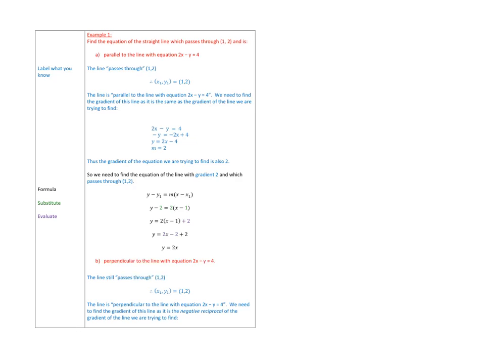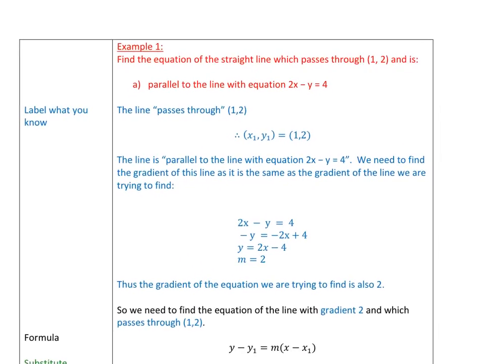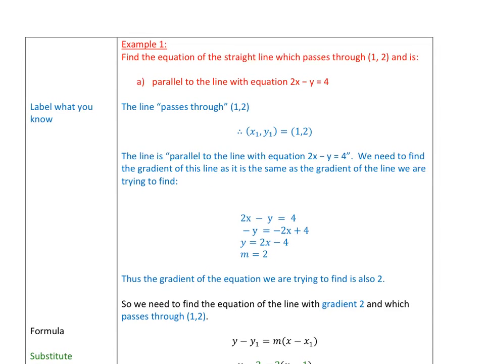So example 1: the equation of a straight line passes through the point (1, 2). I like to always start by writing that because it's going to help me think. I obviously might need to use that point. And it is parallel. When I know it's parallel, you should be writing these things above it: same gradient. Then you'll start to remember what you've got to do. So it's parallel with this equation here.